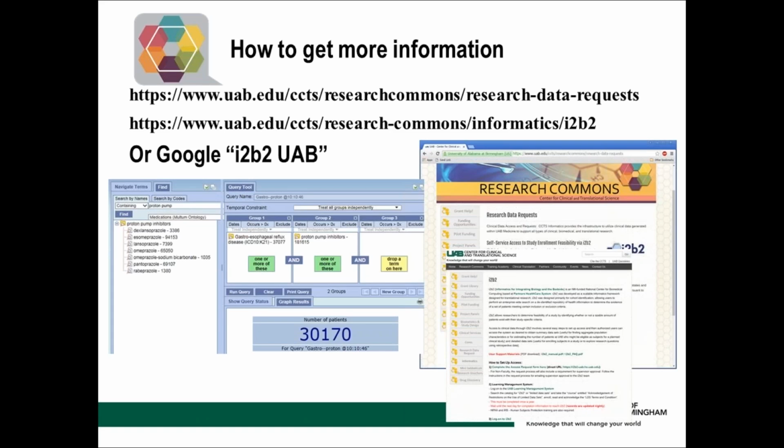So if you would like to get more information, there's lots of information in Research Commons and CCTS. The easiest way is just Google i2b2 UAB, and we are the first couple of hits.